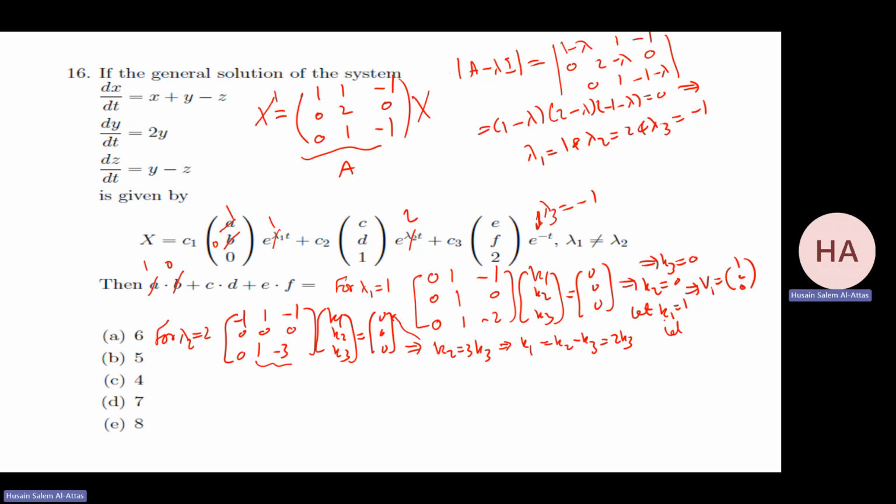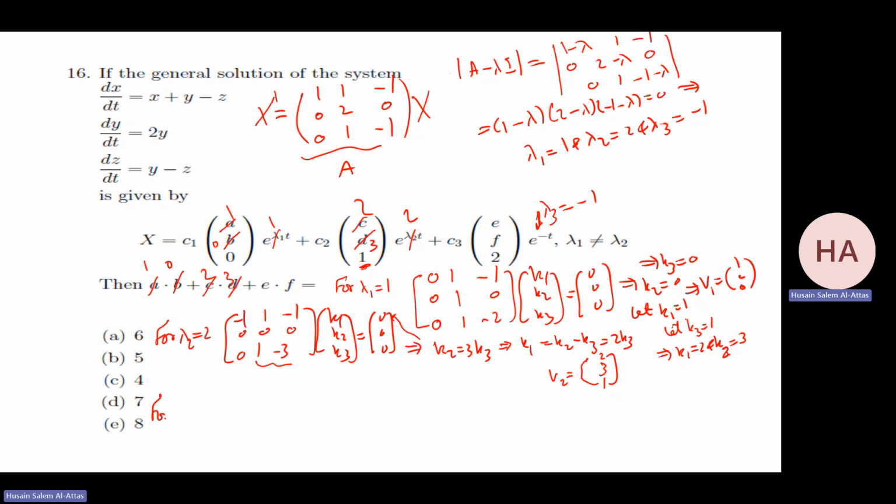So I let K3 equal 1. So what will happen? K1 will be 2, and K2 equals 3. Yes, I need K3 equal 1. This is what I need. So that means V2 is 2, 3, 1. K3 equal 1, K2 is 3, and K1 is 2. So this is 2, this is 3.